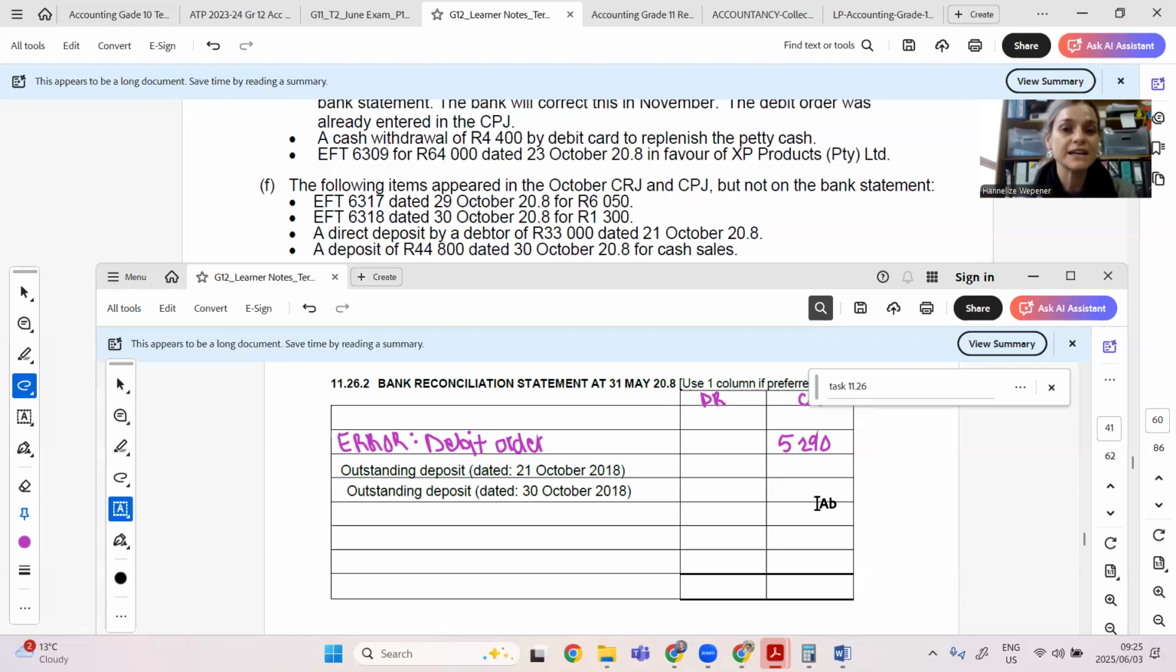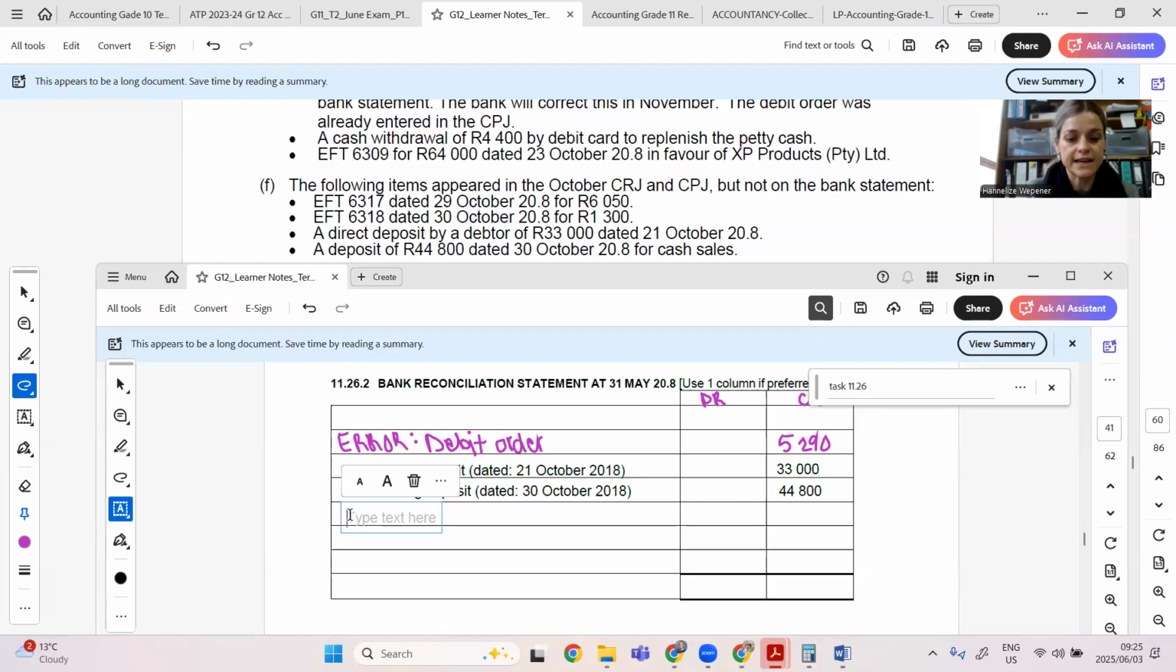But once it reflects on your bank statement, deposits will increase your bank account balance as per the statement. Therefore, we credit the bank reconciliation to show that those will result in more money in our bank account.